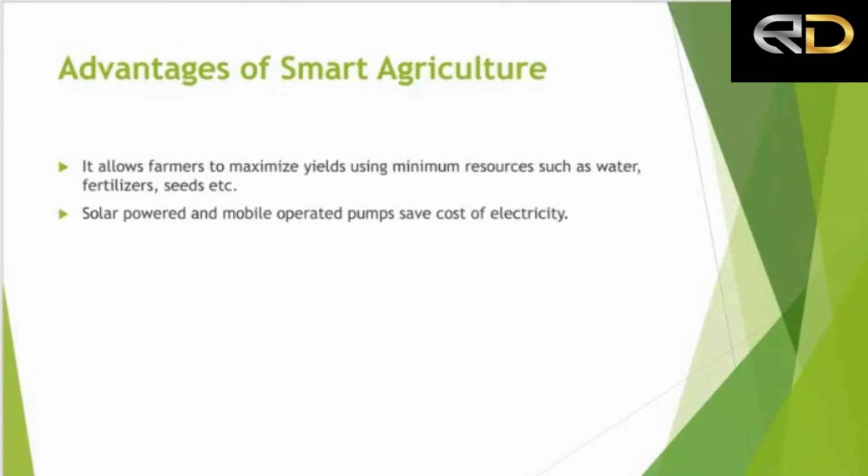What is the advantage of smart agriculture? The advantage is that it allows farmers to maximize yield by using minimum resources: water, fertilizer and seeds. While minimizing these things, you have to maximize the product quality. That is one of the advantages of smart agriculture.